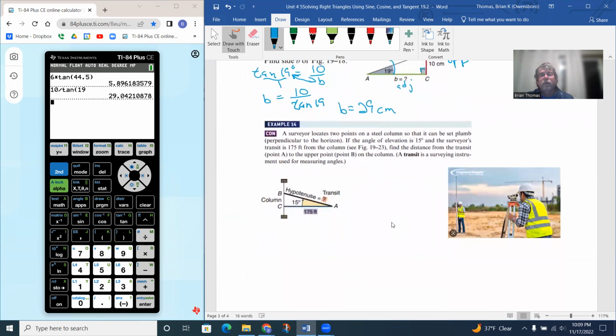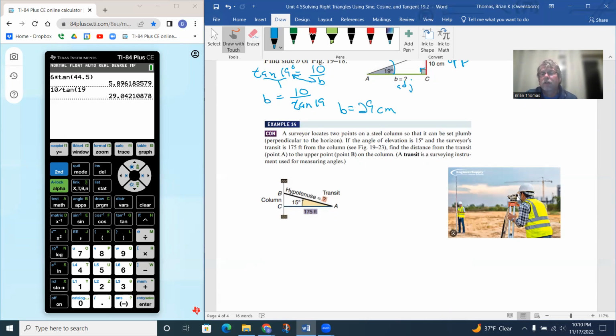So our last example we have going on here is an application in construction. A surveyor locates 2 points on a steel column so that it can be set plumb, in other words, perpendicular to the horizon. If the angle of elevation is 15 degrees and the surveyor's transit is 175 feet from the column, find the distance from the transit, which they call point A, to the upper point, point B, on the column. Again, a transit is a surveying instrument used for measuring angles.